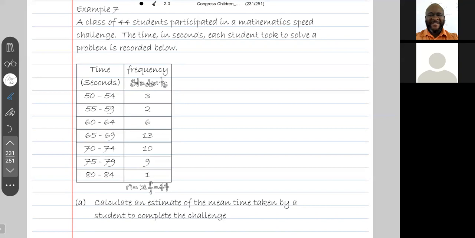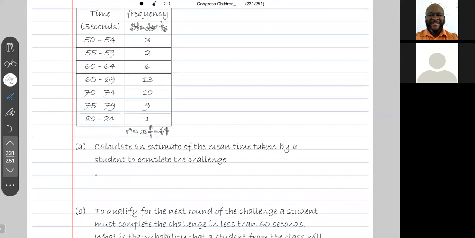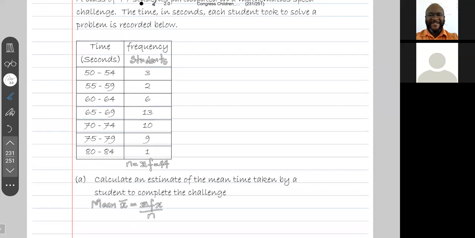Now, the first thing we're asked to do is to calculate an estimate of the mean time taken by a student to complete the challenge. Under grouped data, if you're asked to find the mean, the mean x bar is equal to the sum of fx divided by n. That's the mean. Now fx, f is the frequency, x is the class midpoint. So I need class midpoint.